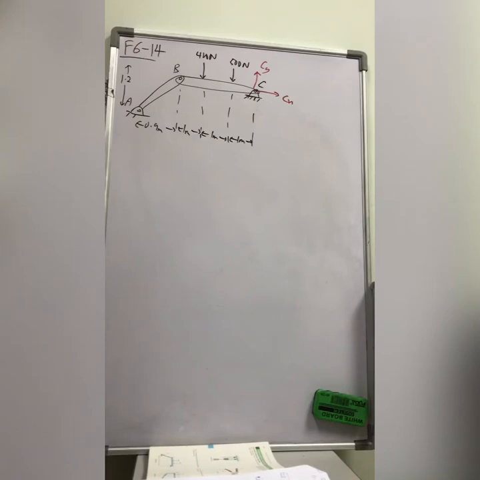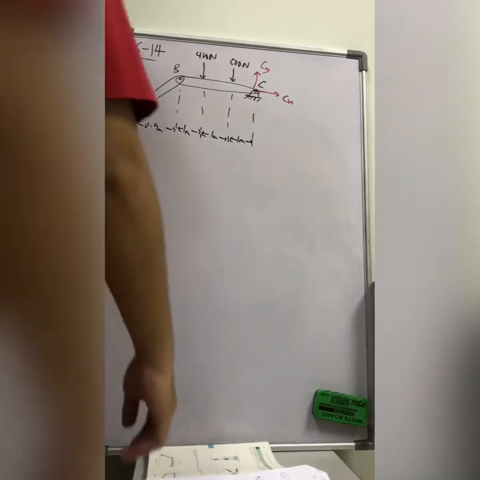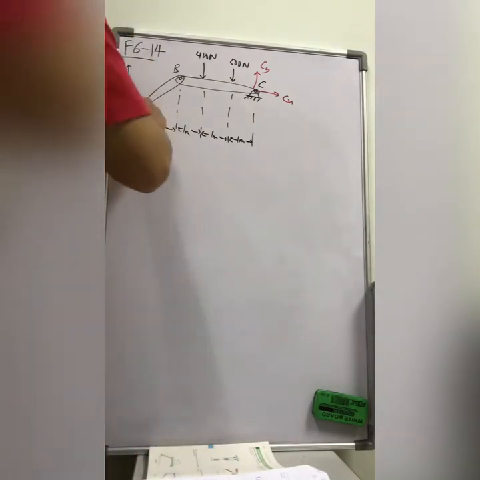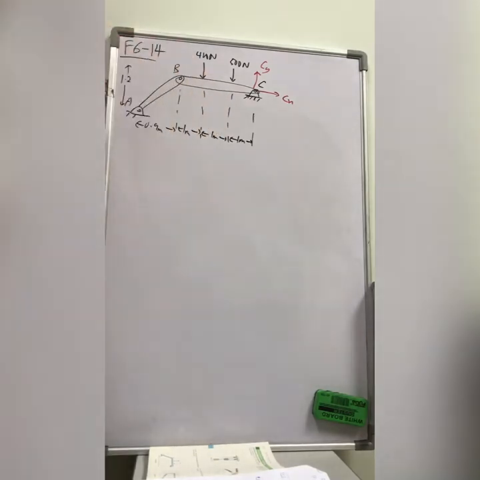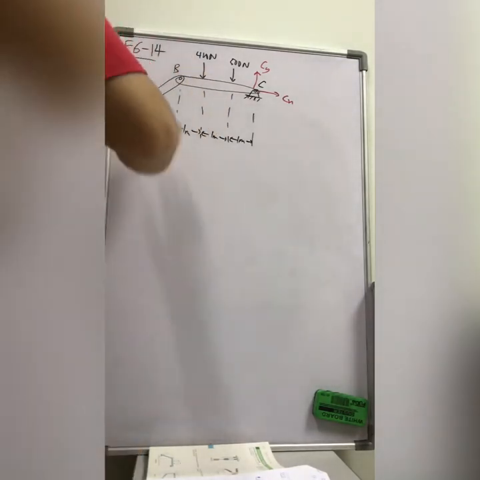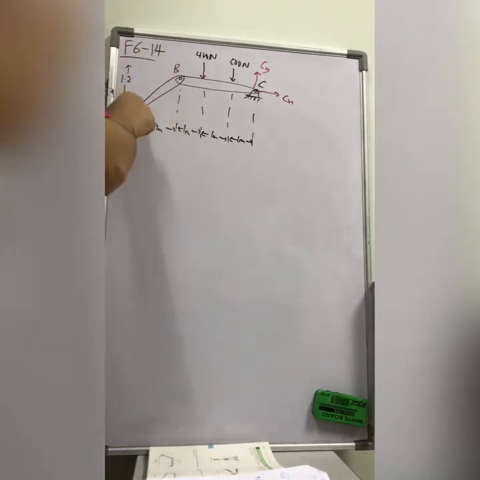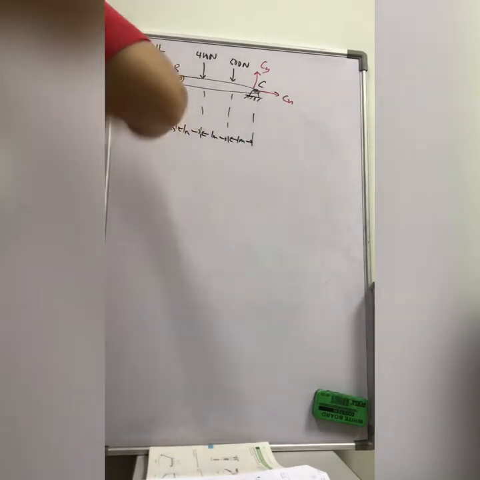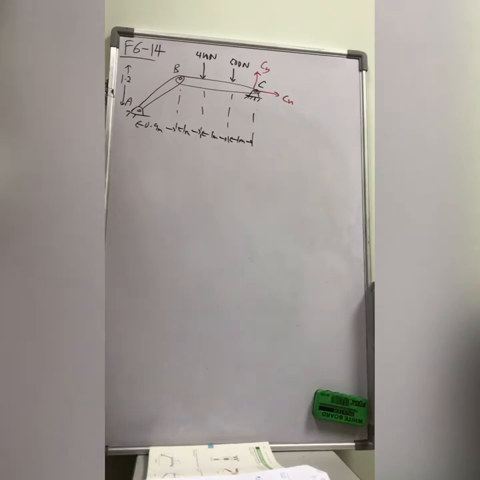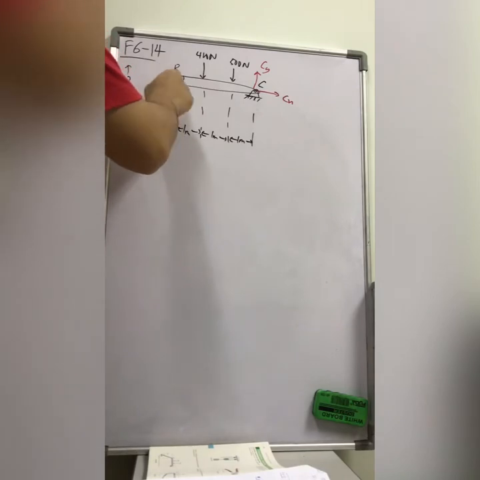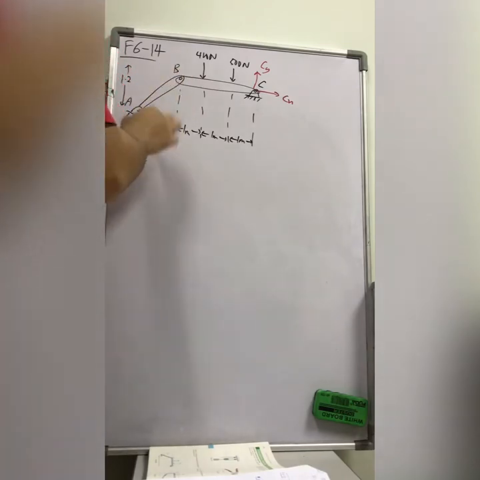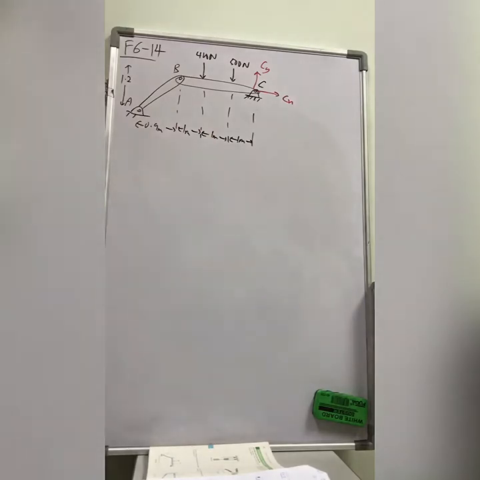Here, if you want to do the long way, then you can. But if you realize that AB is actually a two-force member, then you don't need to draw the free body diagram for AB, and you don't need to find the reactions at its ends. So in this case, AB is a two-force member. How do you know that? Because it is pin supported at both ends, and there is no external load applied to it.